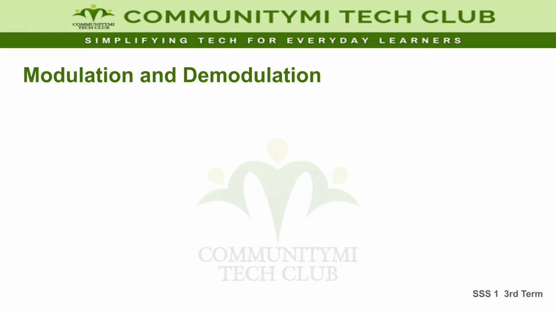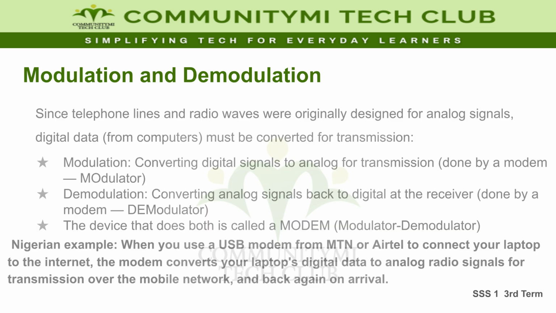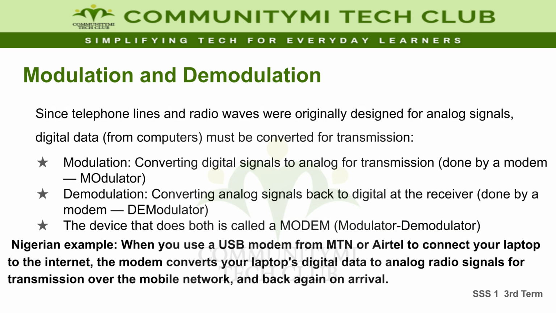Since older systems and radio waves use analog signals, digital data must be converted. Modulation converts digital to analog, and demodulation converts analog back to digital. The device that performs both is called a modem. An example is a USB modem converting your laptop's digital data to analog radio signals for the mobile network.